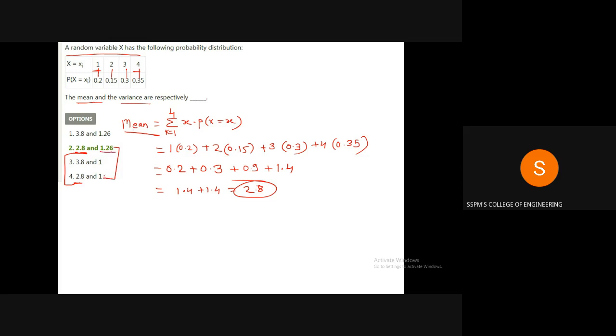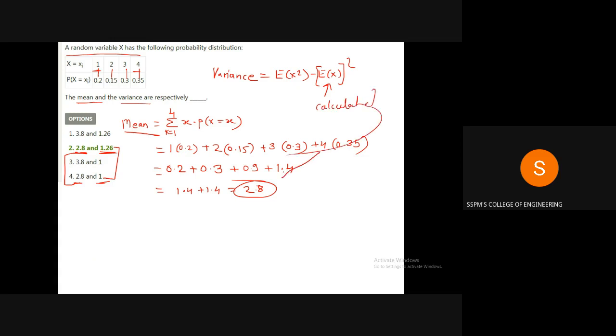Is the variance 1.26 or something else? So how is variance calculated? We have already used that formula in previous examples. The variance is given by E of x square minus E of x whole square. So we have already calculated this.